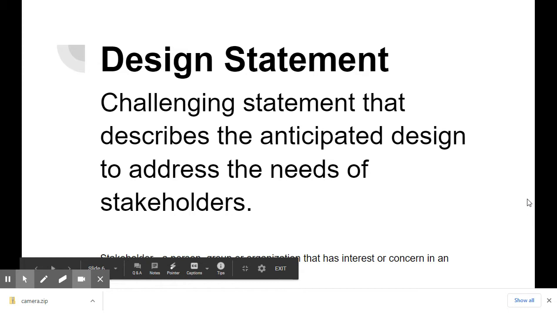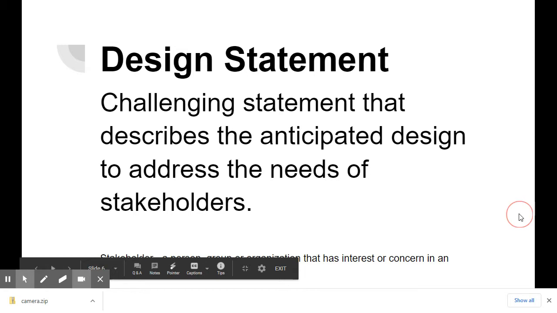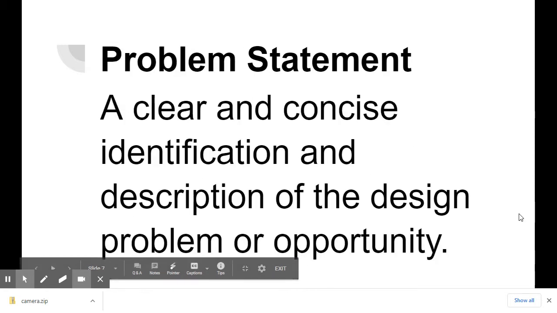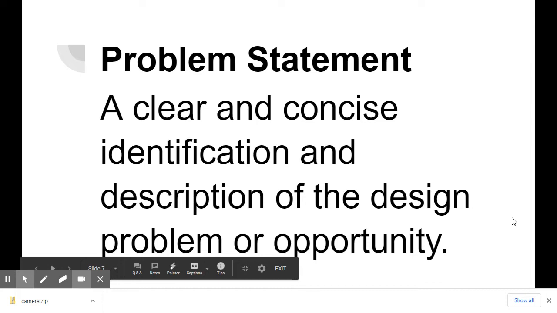The problem statement is the challenge statement that describes what you're going to build. So what is the stakeholder asking for, and how are you going to solve that problem? What are you going to create? The problem statement is hopefully clear and concise. Sometimes it's not. It's a description of what the problem is and how the client wants you to fix it.